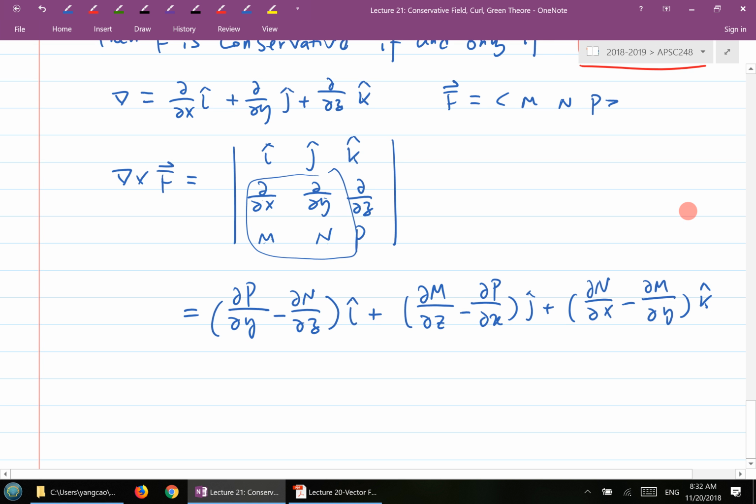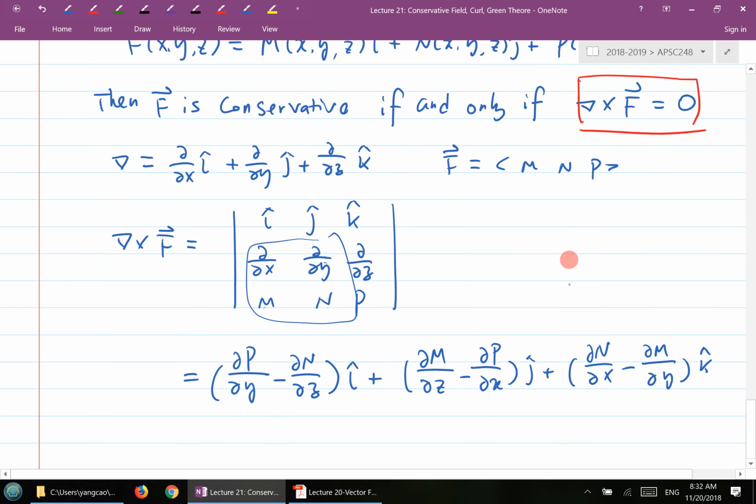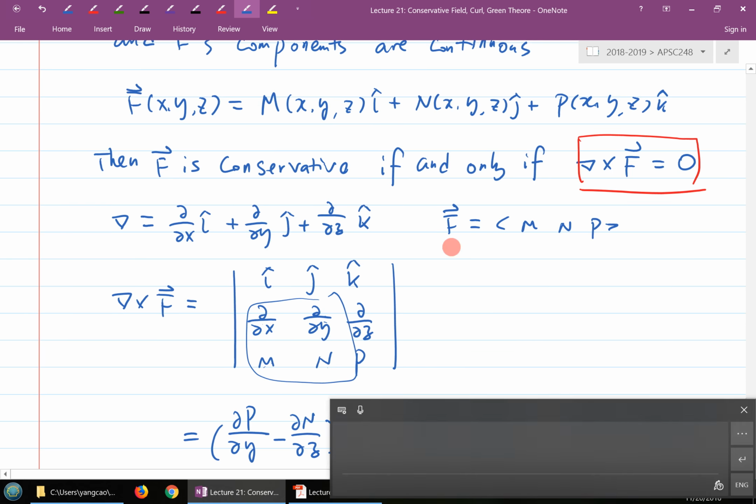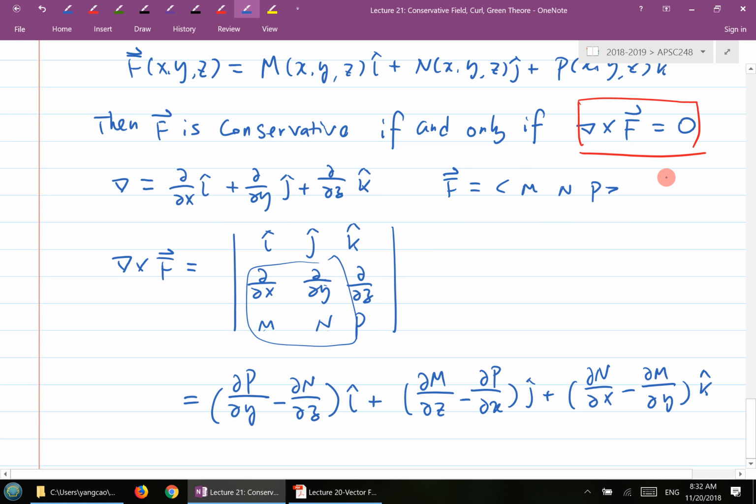Okay, so this is the cross product del cross F. Then what the theorem basically is saying is to calculate this cross product and look at the result. Is it going to be 0 or not? If it's 0, that means this vector function F is conservative. That's a very simple theorem to apply.